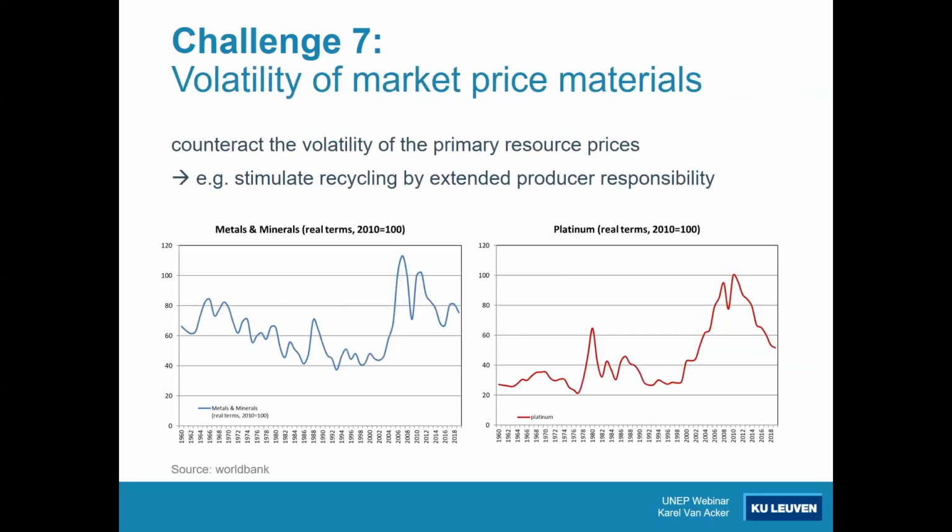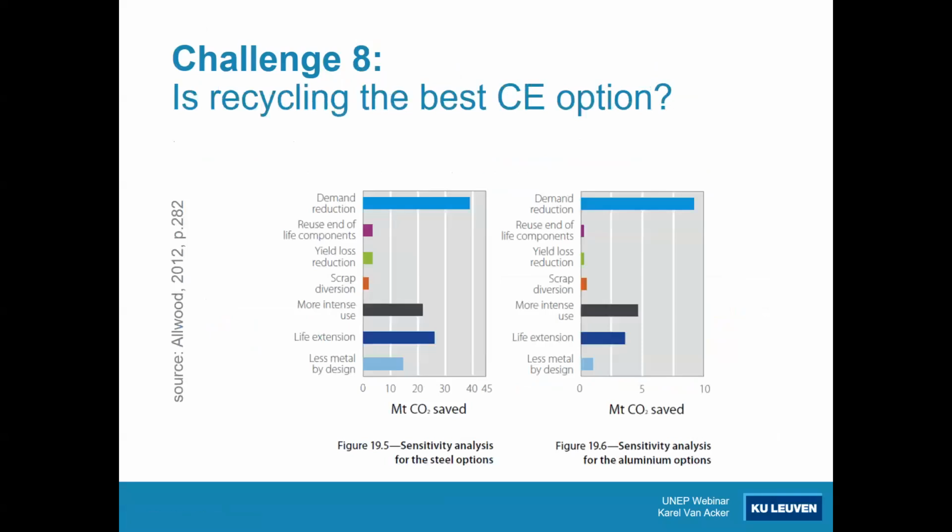A seventh challenge, typically for the industry, is the volatility of prices of materials. If the prices are just jumping, then it's very difficult for the recycling sector to have a stable business model. So governmental agencies should be aware of that and should think of possible schemes to alleviate this volatility of the prices. And the last thing is actually coming back to the strategies for circular economy I've shown you.